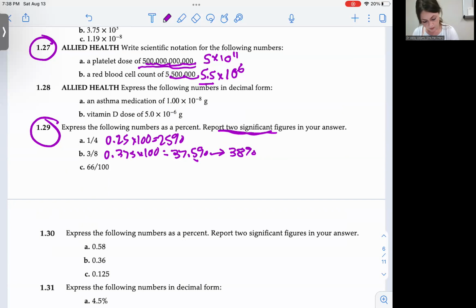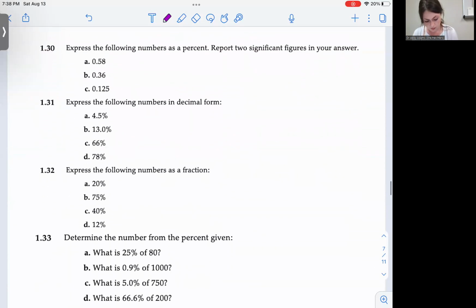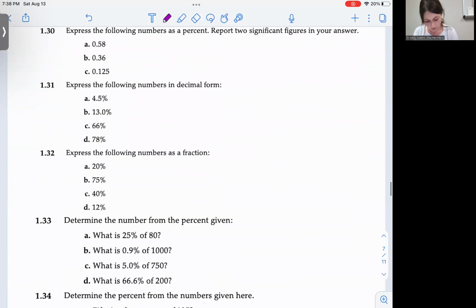All right. So 66 divided by 100 is 0.66 times 100. And that's going to give you 66%. That's already two significant figures. So that's all your answers for 1.29. Okay, let's see. We're going to do 1.31. We're going to go ahead and do this one. We're getting there. We're almost done.